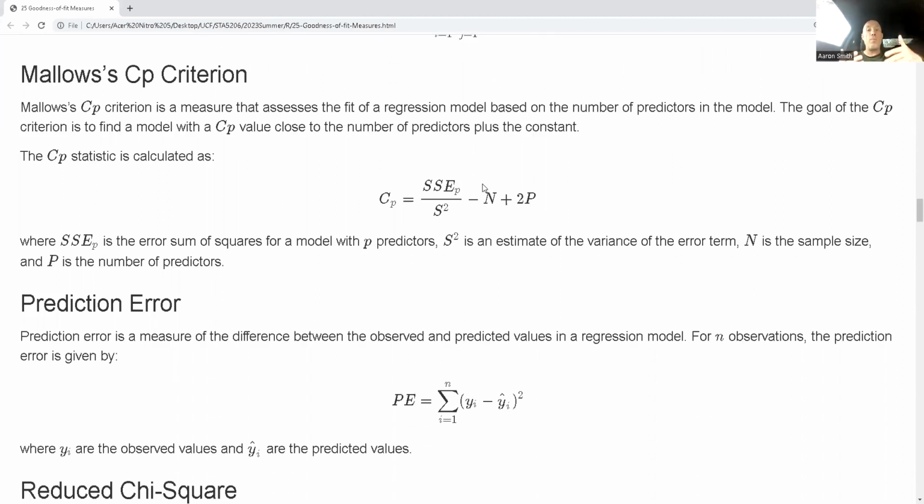Now, Mallow's Cp criterion is a measure that assesses the fit of a regression model based on the number of predictors in the model. The goal of the Cp criterion is to find a model with a Cp value close to the number of predictors plus a constant. Here I take my sum of squares error with P predictors. S squared is the estimated variance of the error term. N is the sample size, and P is the number of predictors.